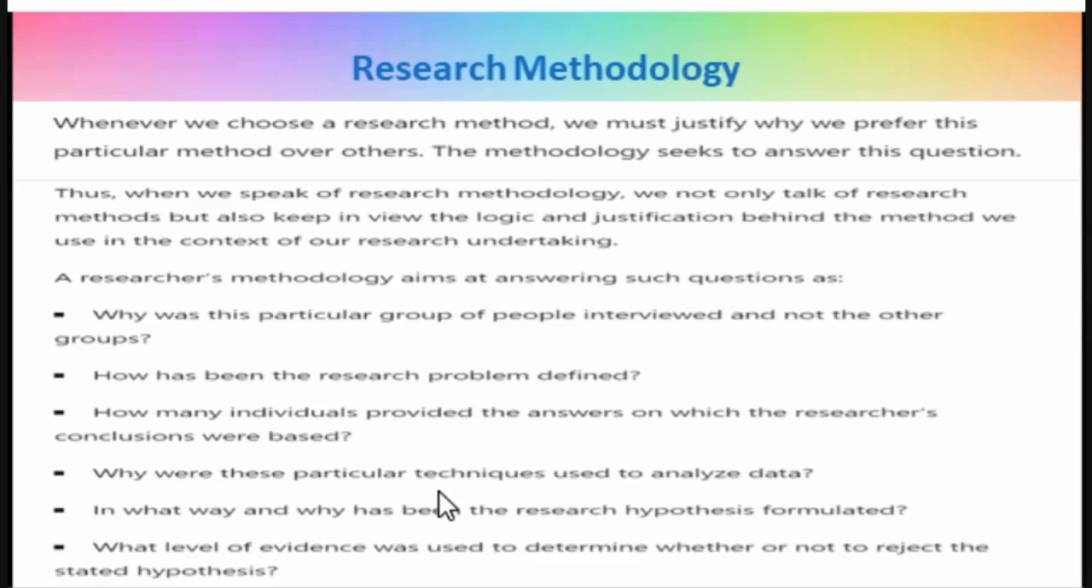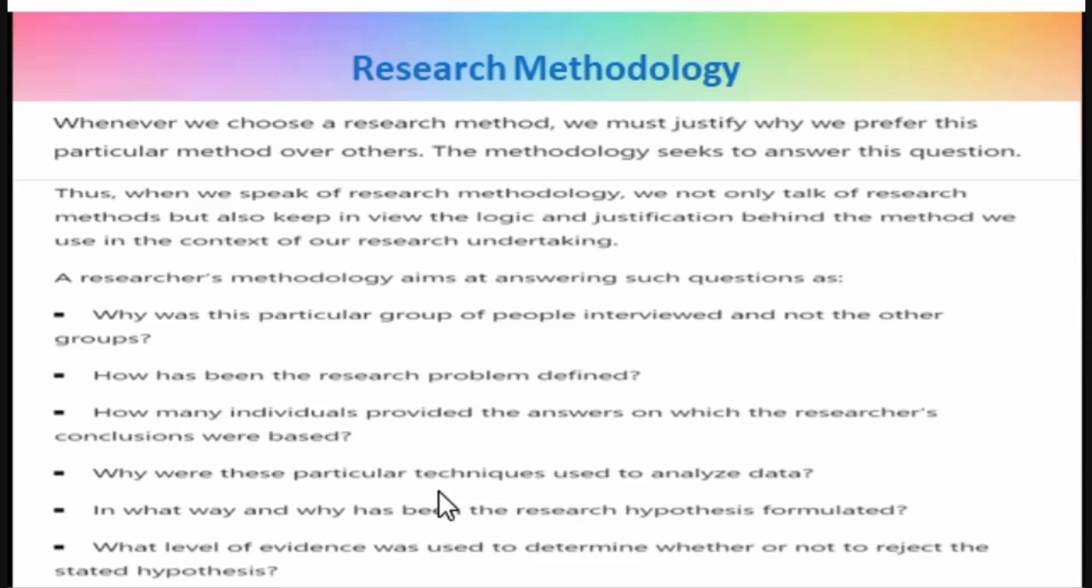If you are selecting a study of library usage in Central University of Punjab, and you are selecting only science department students, why didn't you select arts department students? You have to give your justification. You should say why you didn't choose them. There must be some rationale behind the reason for not choosing, and you need to give that reason. That comes under research methodology.